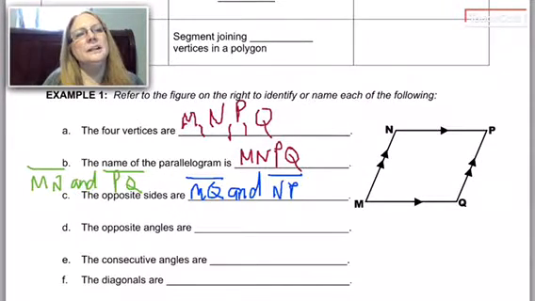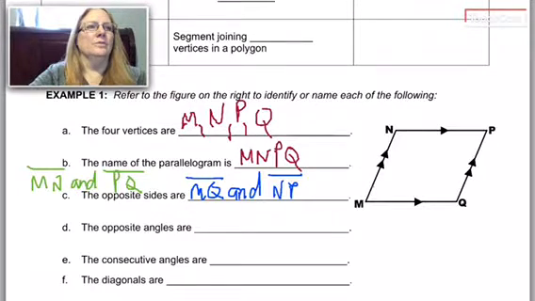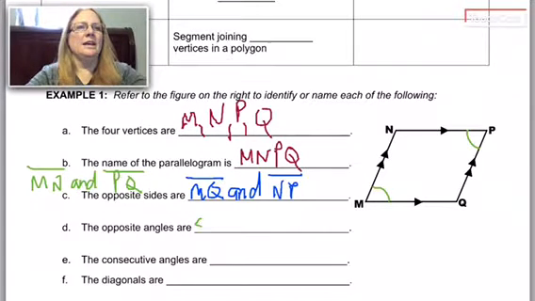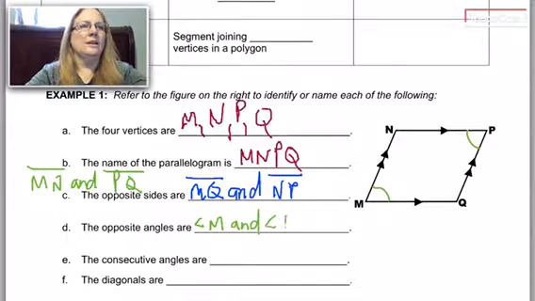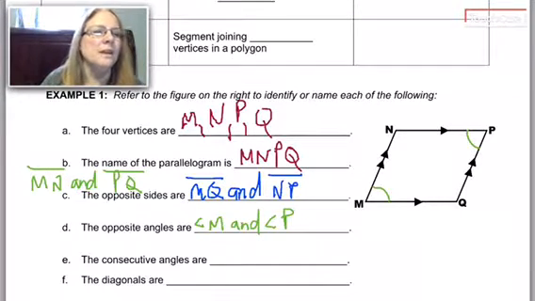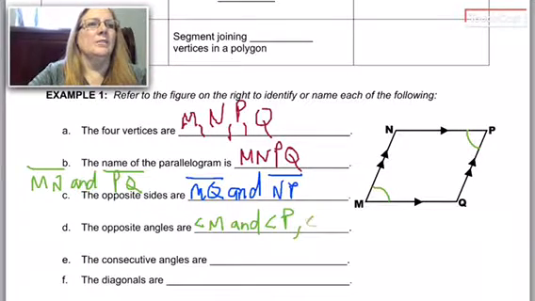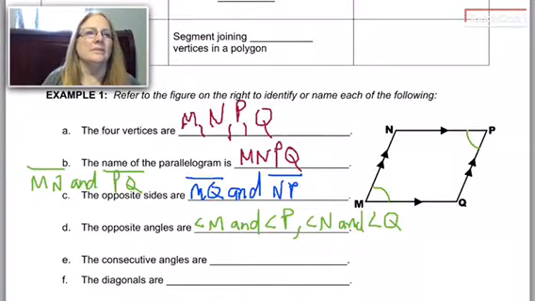Okay? Opposite angles. Opposite angles are the angles across from each other. So this angle here, M, is opposite of P. So angle M and angle P. It's important that you put the angle symbol in front of it so we know you're talking about an angle. We also have angle N and angle Q. So those are opposite angles.